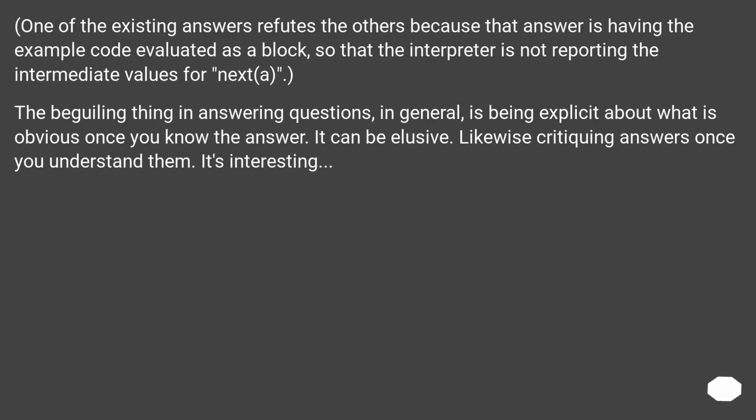One of the existing answers refutes the others because that answer has the example code evaluated as a block, so that the interpreter is not reporting the intermediate values for next(a). The beguiling thing in answering questions, in general, is being explicit about what is obvious once you know the answer. It can be elusive. Likewise, critiquing answers once you understand them. It's interesting.